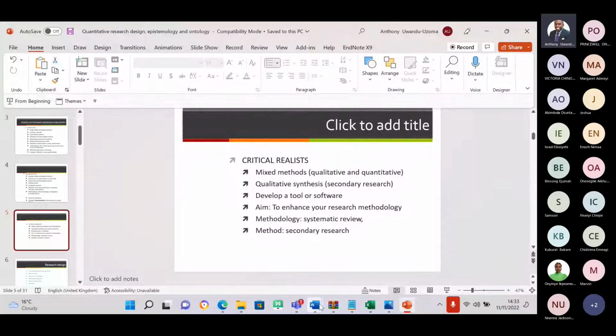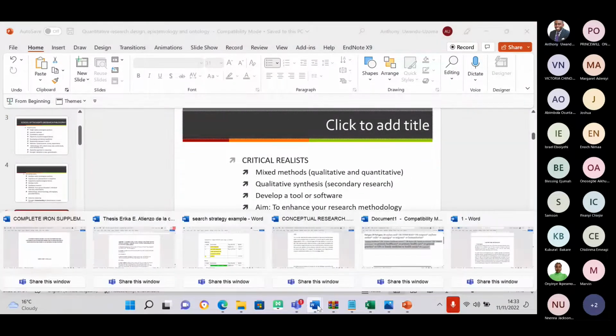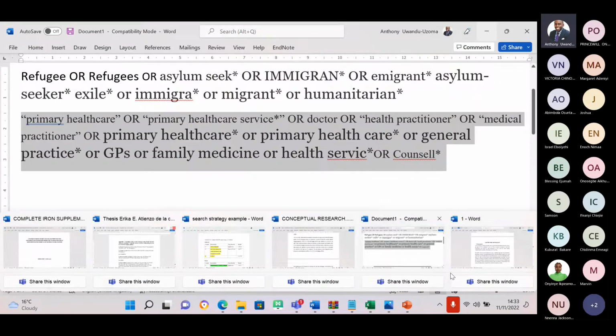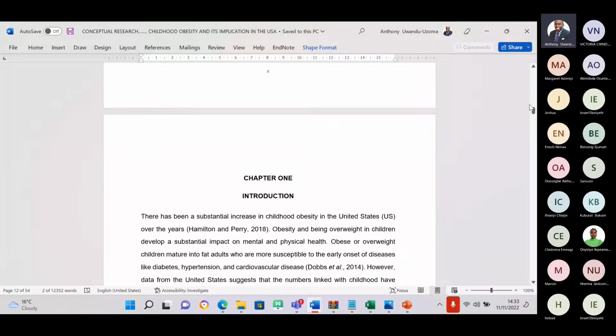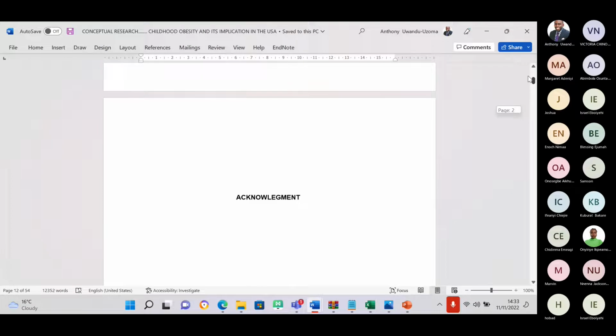So let's look at examples of how people applied this concept.